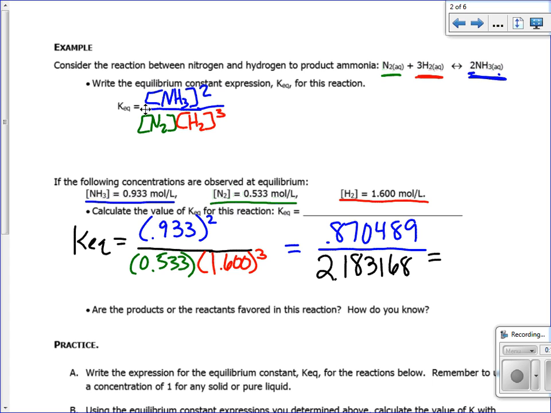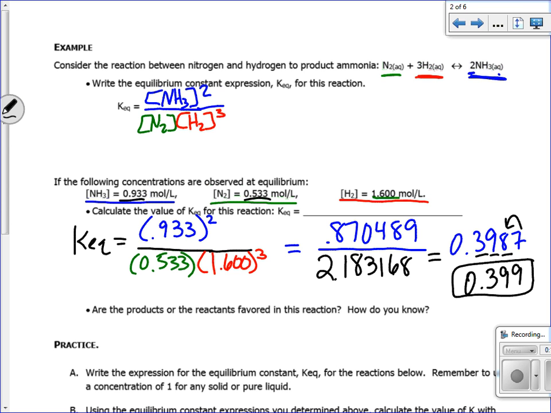So what did we get for our K value? 0.3987. How many sig figs should we keep? This one has 4. This guy has 3. This guy has 3. So we're multiplying and dividing, so we should keep 3. So 1, 2, 3. Do I round the 8 up or leave it alone? Round this up. Good. So we get... Now, this number, that's our KEQ number.